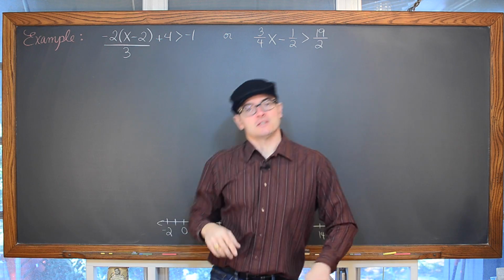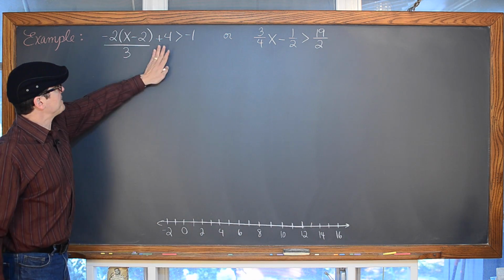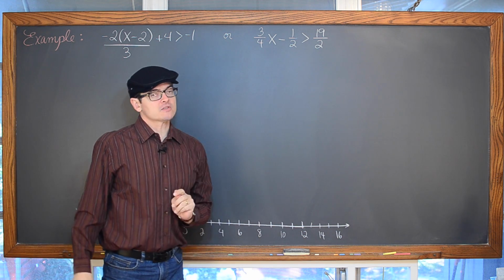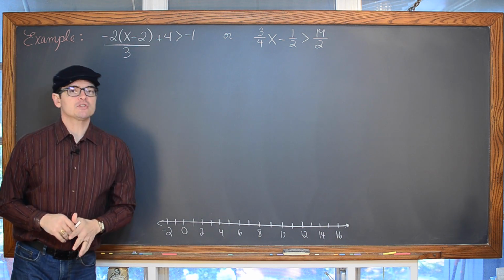Negative 2 parentheses x minus 2 over 3 plus 4 is greater than negative 1, or 3/4 x minus 1/2 is greater than 19 over 2.